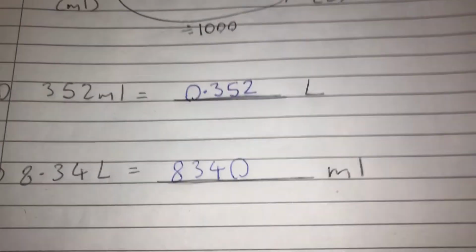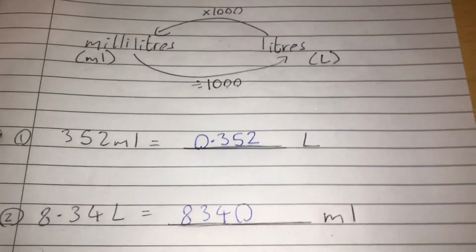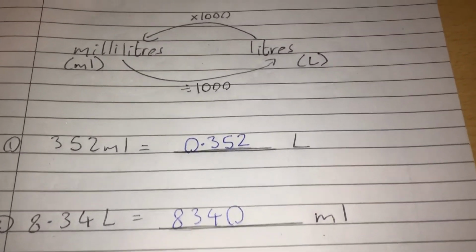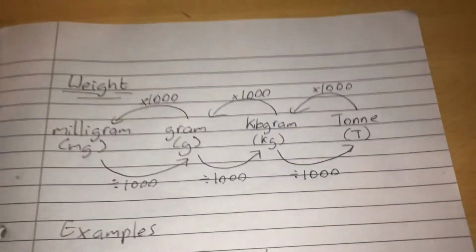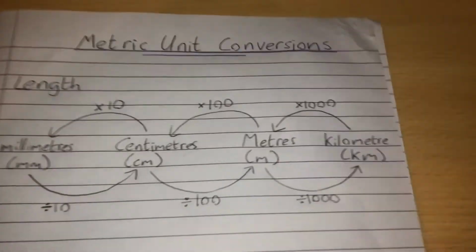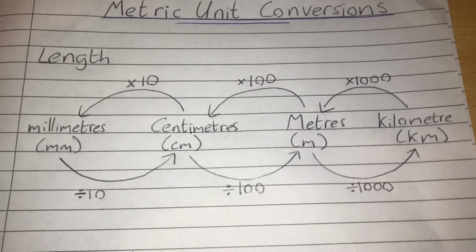Okay, so straightforward enough. With any of these examples, we're simply multiplying or dividing by 10, 100, or 1,000, just following the diagrams that I have put at the top of each of the pages. I will give you plenty of examples to try, and anything you're unsure about, just ask.